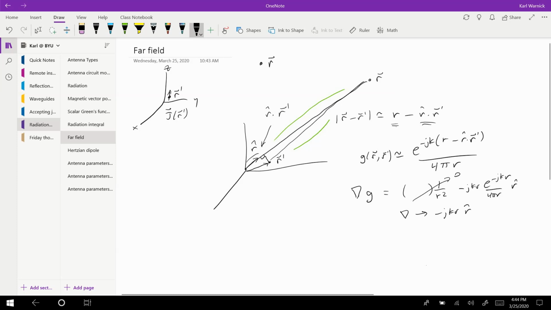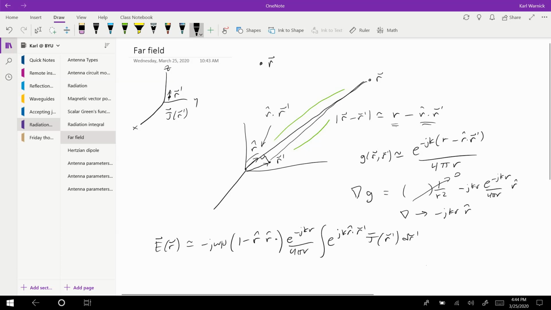in the radiation integral. If we put all those pieces together, what we end up with is E of r, the field that we want at the observation point in the far field, or far from the antenna, is approximately equal to minus j omega mu times (1 minus r hat r hat dotted with) everything to the right, e to the minus jkr over 4 pi r, and then the integral is e to the jk r hat dot r prime J of r prime dr prime.